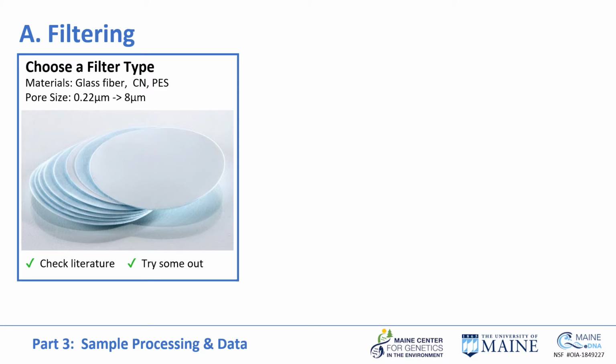I suggest that you just check the literature for your particular study organism or organisms and your habitat. So go to Google Scholar, search up eDNA, your organisms, your habitat, and see what people have used in the past. There's a good chance that that's going to work for you too. And then you probably also want to try out 1 or 2 or 3 different filter types just to make sure that they'll work for you.